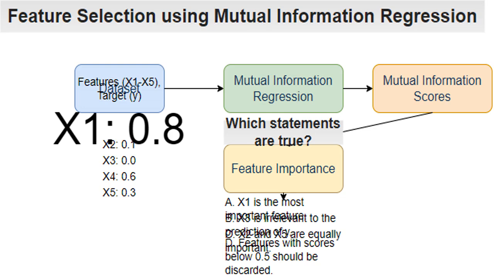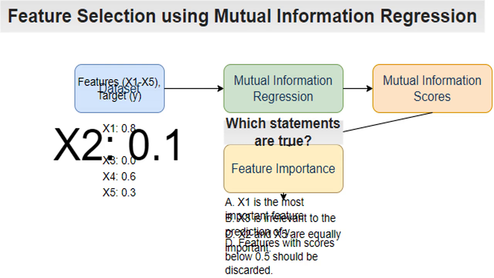This shows that feature x1 has a mutual information score of 0.8. That's a pretty high score. It suggests a strong relationship between x1 and the target variable, y. I would consider x1 a very important feature for prediction.